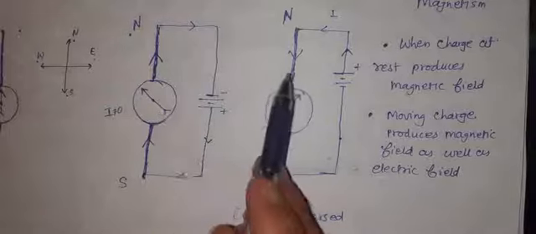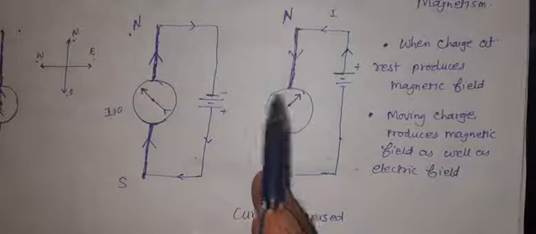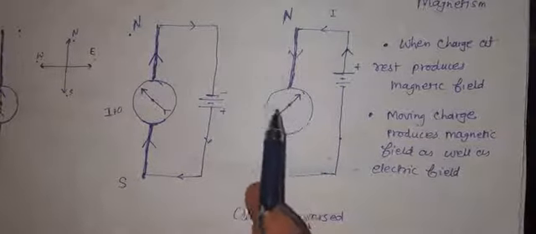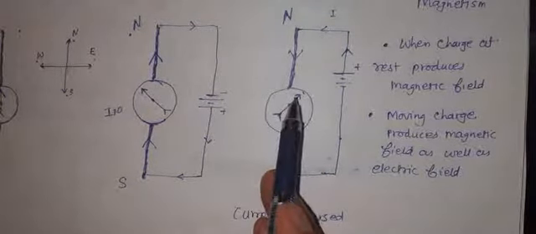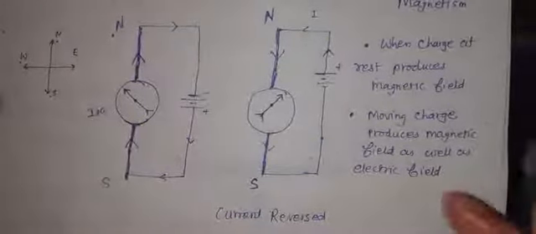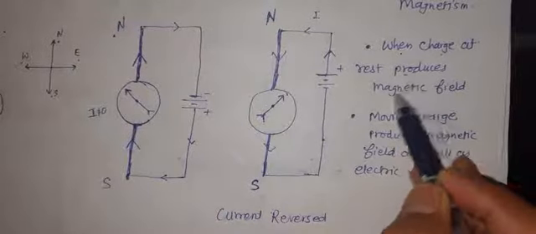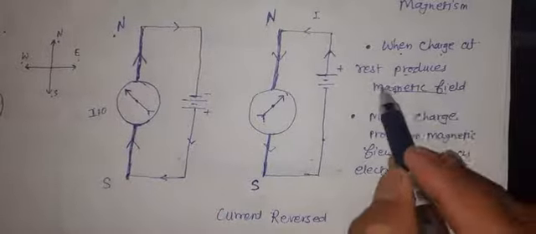Okay, so when we change the direction of the current, the magnetic field direction changes, and due to this the direction of the force on this magnetic needle also changes. Okay, so we have this point: when a charge is at rest, it produces an electric field.